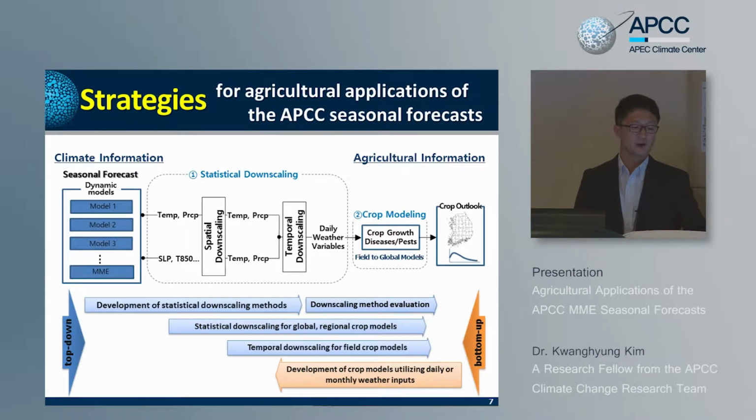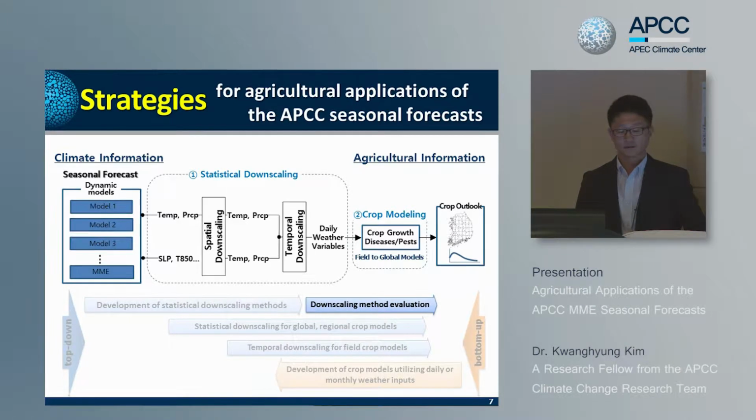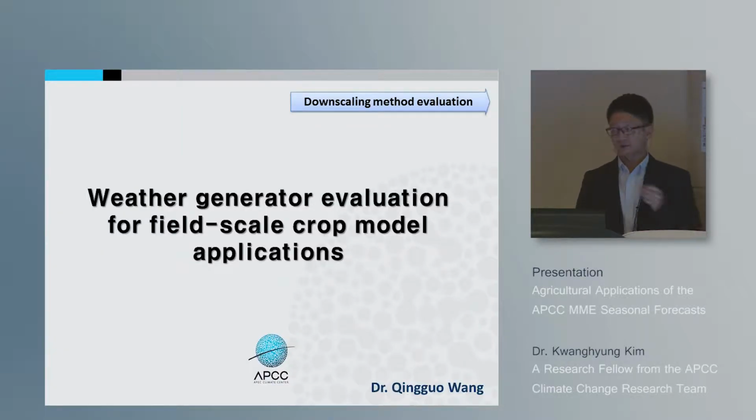In other words, the model can utilize the monthly weather data as an input. So for this approach, crop models using hourly data are currently being converted to daily models, and daily models are converted to monthly models. Among these works, I would like to introduce some interesting research. First, let's look at the weather generator-based downscaling method and its evaluation. This is done by Dr. Wang.